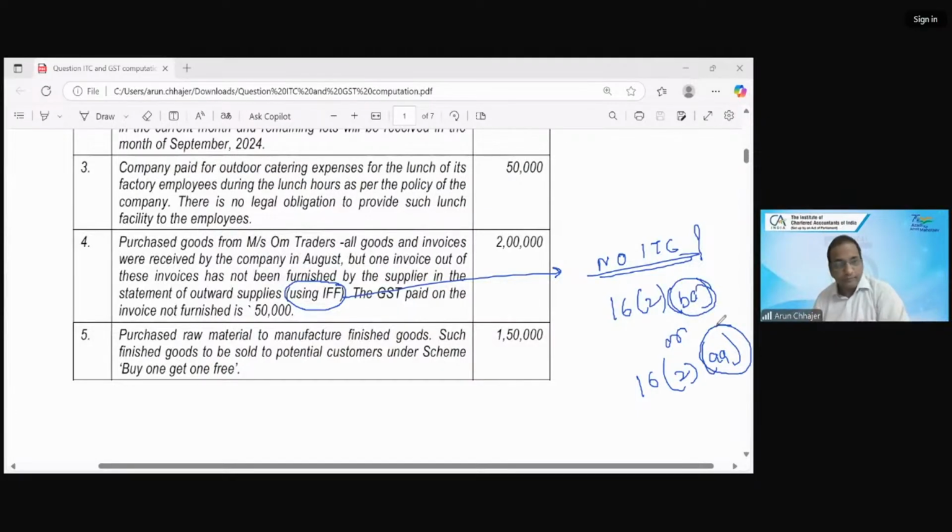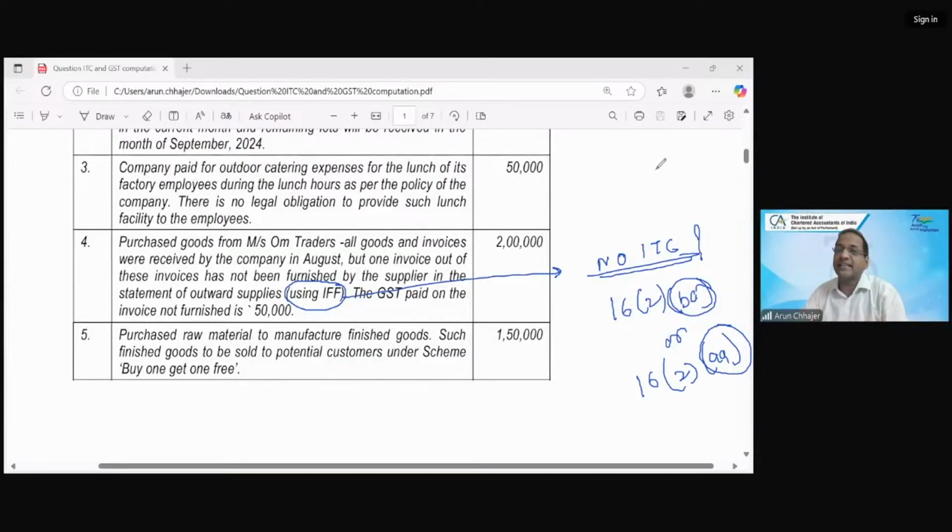No answer. Fine. Now, if the supplier will add in the IFF, then what will happen to me? Where it will appear in my any return or any statement? Can you tell me, if the supplier has reported the transaction in the IFF, तो मुझे कहां पे दिखाई देगा वो? Where it will show?